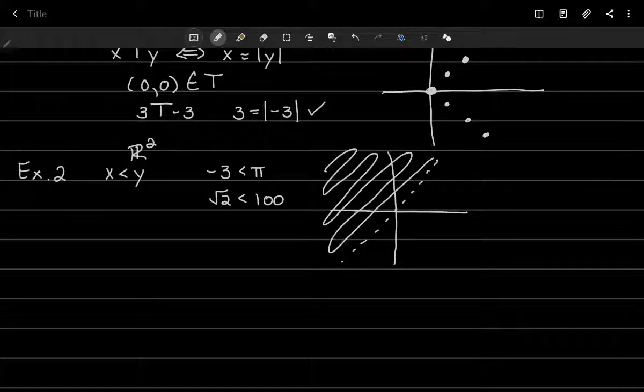Okay, so you thought example 1 had infinitely many points. Well, example 2 had uncountably many points. That's a lot of points. Okay.